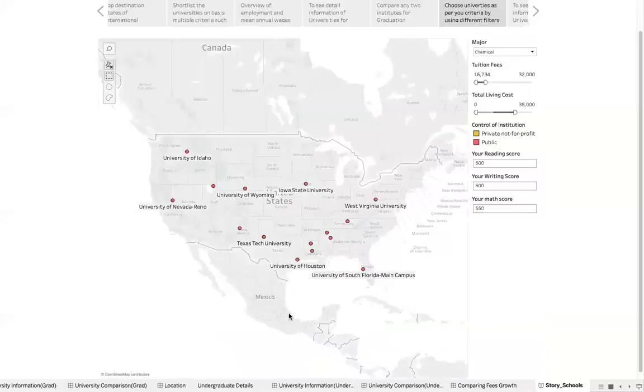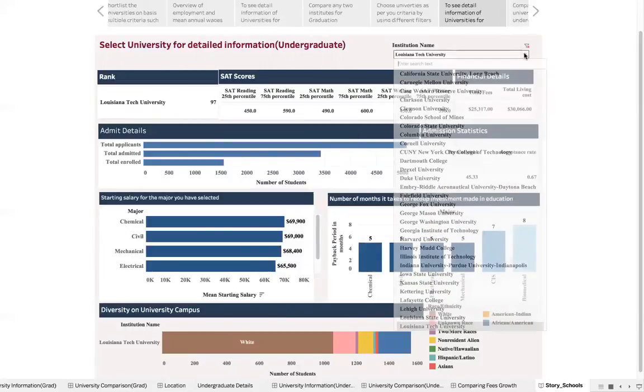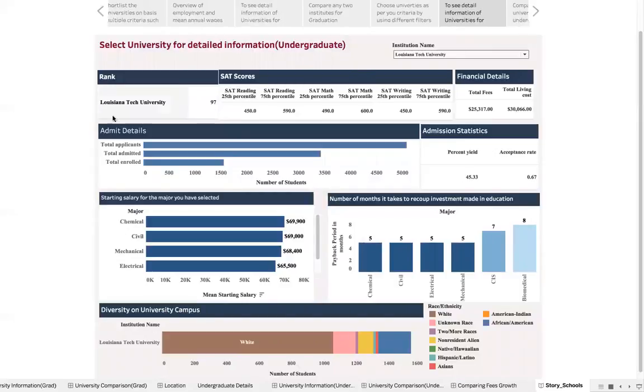And since there are a few universities in Texas, Louisiana, and California, Bob can consider these universities to apply for. Here Bob can look over the details of a particular university. He just has to give the name over here, and he'll be able to see the ranking of the university, total fees, total living cost, and SAT scores.